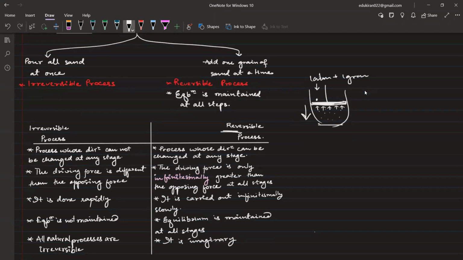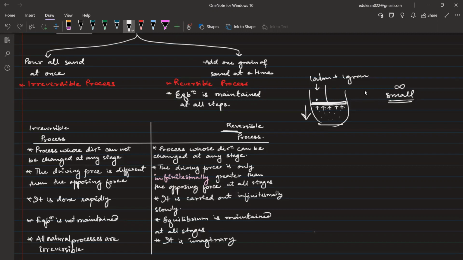Now this driving force is infinitesimally greater than the opposing force. That means infinite होता है क्या? Very large. Infinitesimally greater मतलब बहुत ही small, very very small, infinitely small. ठीक है, infinitesimally का मतलब क्या हो गया? Infinitely small. ठीक है, उतना ही आपका प्रेशर बढ़ेगा, greater than the opposing force.